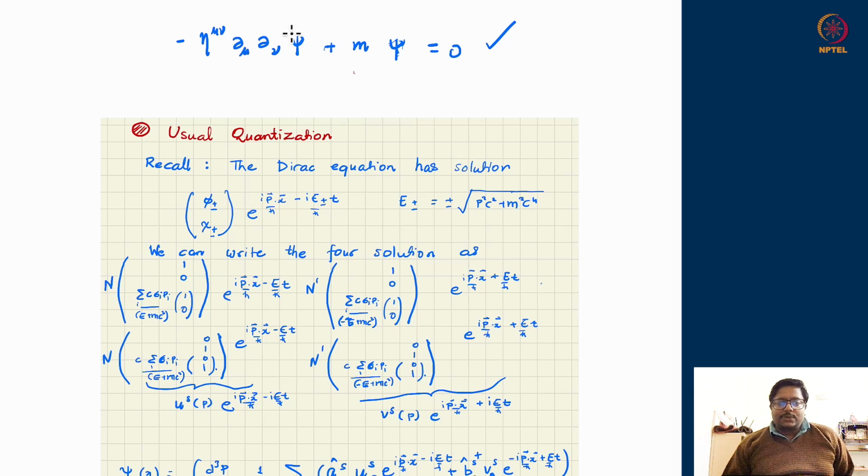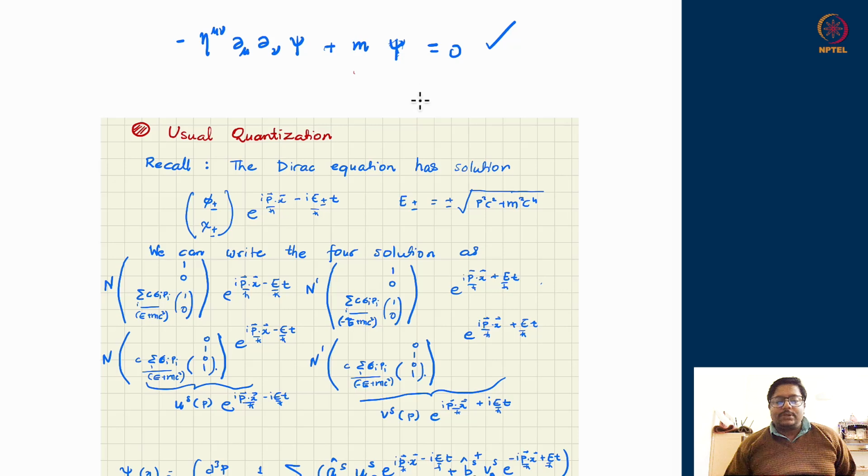In this case, the only thing is that this is not a real scalar field. First of all, it is a 4 cross 1 column vector with 4 components, psi 1, psi 2, psi 3, psi 4. Remember, the psi here is a representative of a collection, a 4 cross 1 vector which has 4 complex quantities at its disposal. So we have this structure which we obtain for the Klein-Gordon equation.